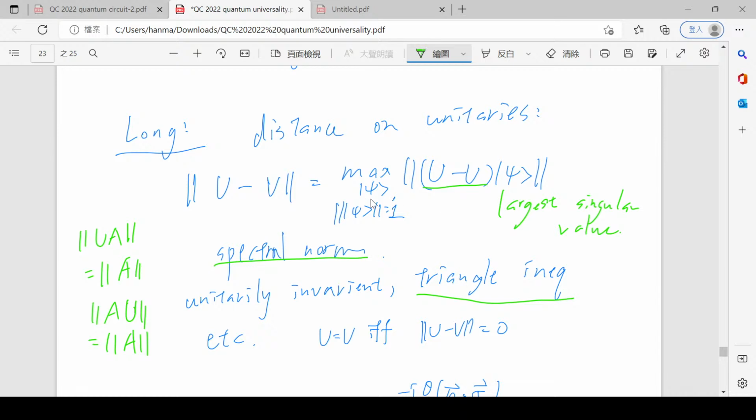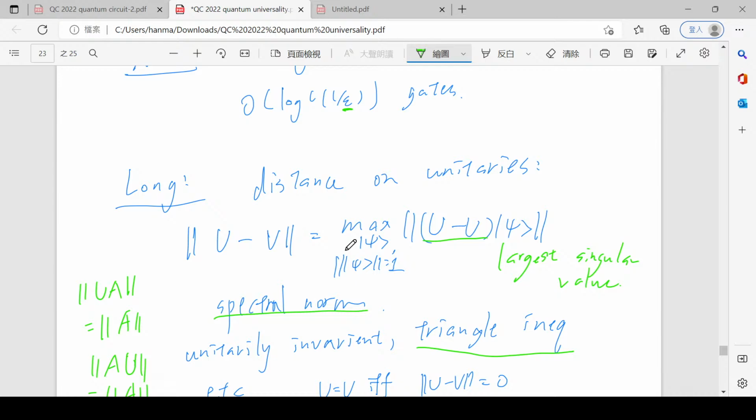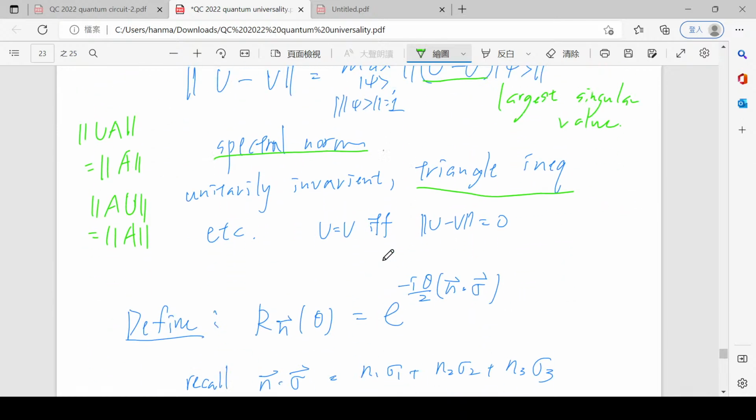And obviously it's bigger than or equal to 0, and it has the qualities you expect from a norm. So the norm of the difference between two matrices is 0 if and only if those two matrices are actually the same. Anyway, that's a special norm.